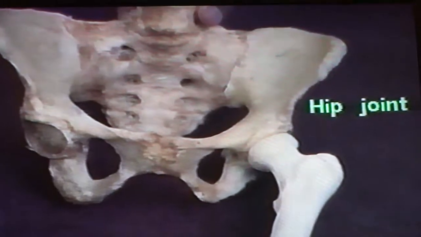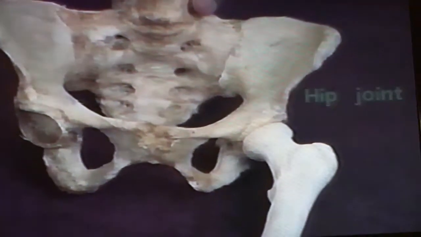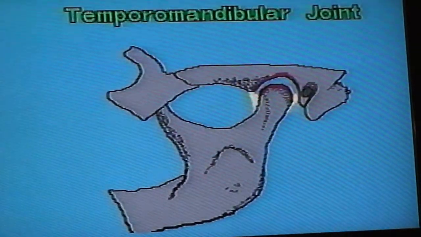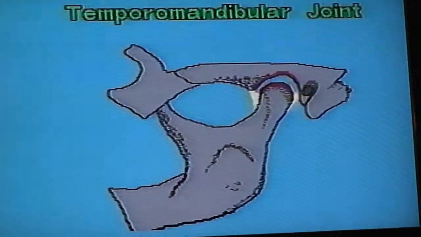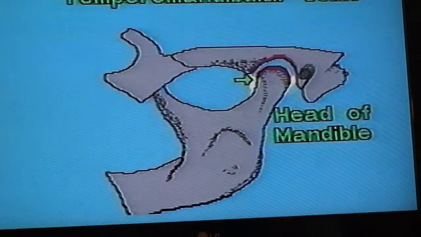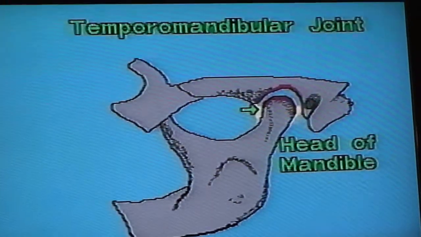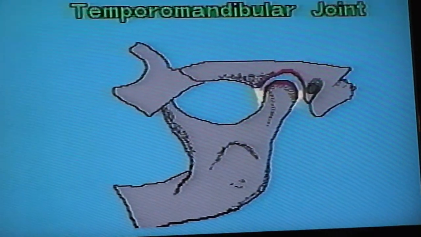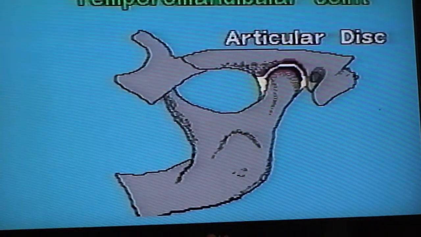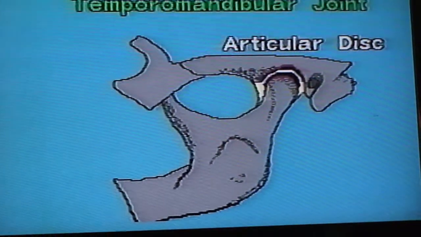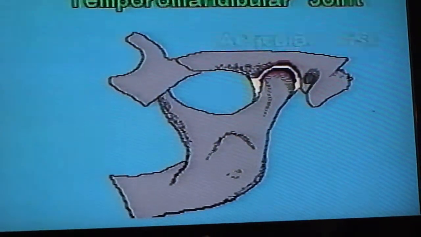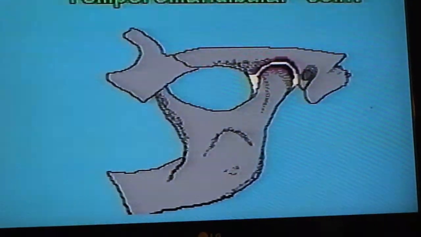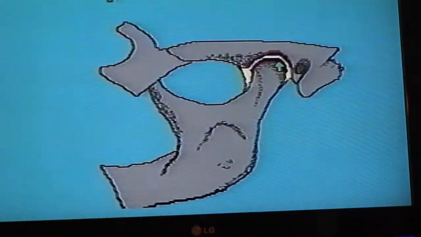Some synovial joints may be modified by the presence of a fibrocartilaginous disc between the two articulating bones. In this diagram of the temporomandibular joint, the head of the mandible articulates with the mandibular fossa of the temporal bone. Interposed between them is a fibrocartilaginous disc, which is attached around its periphery to the joint capsule. The joint cavity is thus divided into an upper and a lower compartment.